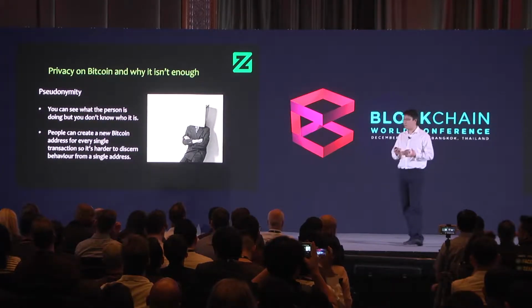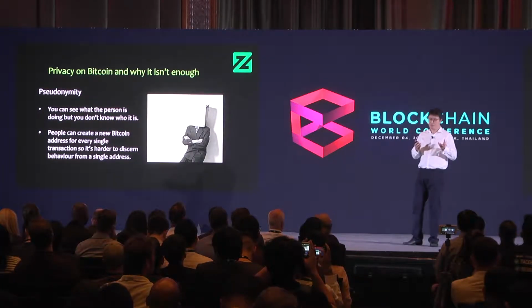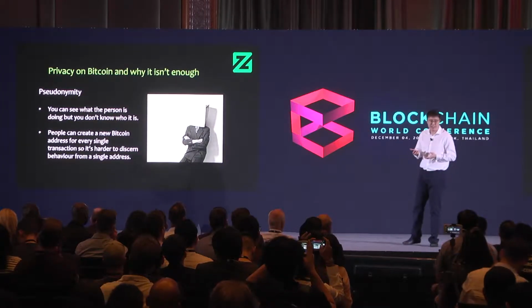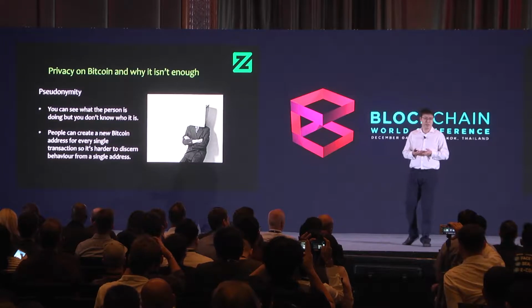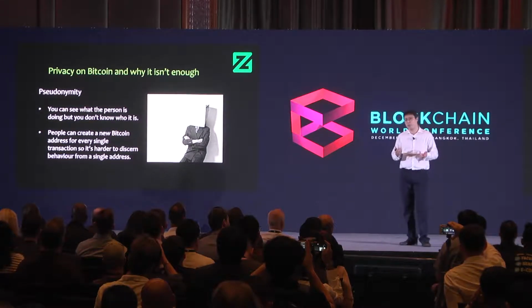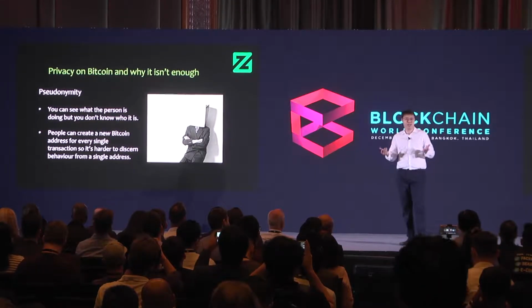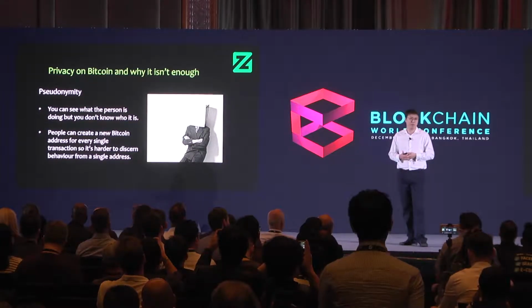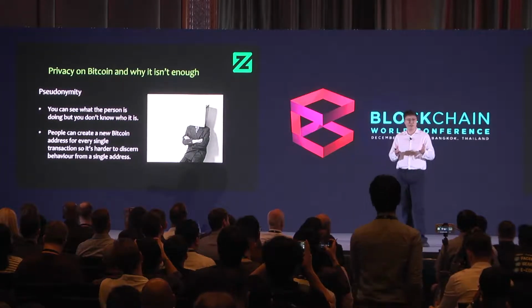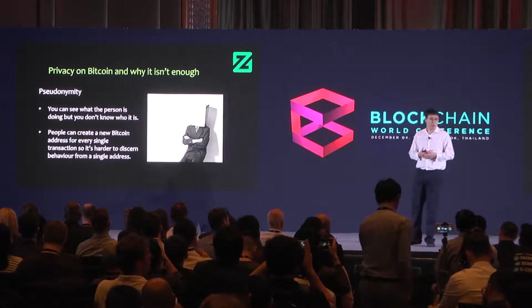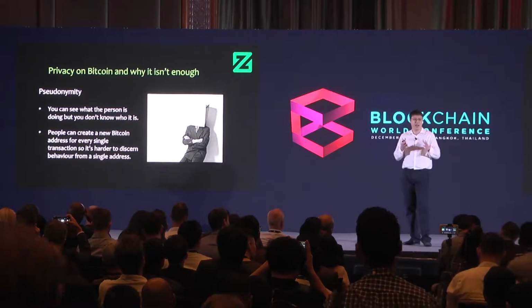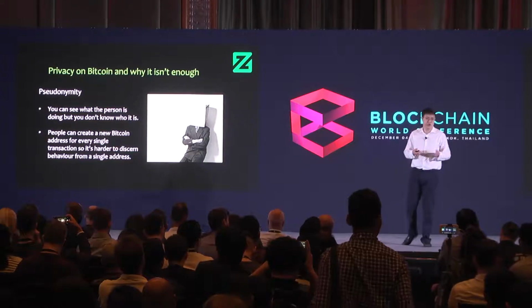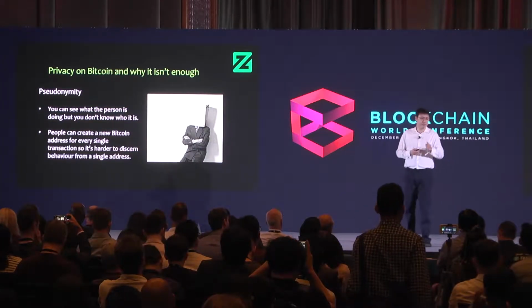Okay, and actually, Bitcoin is not anonymous, it's pseudonymous. So you can see what the person is doing, but you don't know who it is. It's like writing a book with a pen name, so I'm not going to use my real name. I can see what that guy is doing, but I don't know who wrote it, right? So people can create a new Bitcoin address for every single transaction so that I can't tie the behavior to a single address. But that's not quite enough, as you will see later.